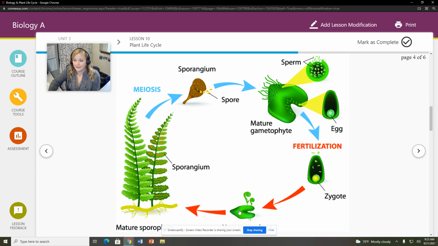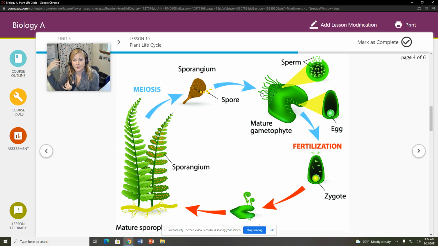That zygote then grows into these little, I love those when they first come up, they're all curly. That's your sporophyte. It grows bigger and bigger and bigger and it produces spores. And if you ever look at a fern, you can actually see those spores on them. Those sporangia, they call them, release spores. And those spores then go and find a new place to grow new gametophytes.